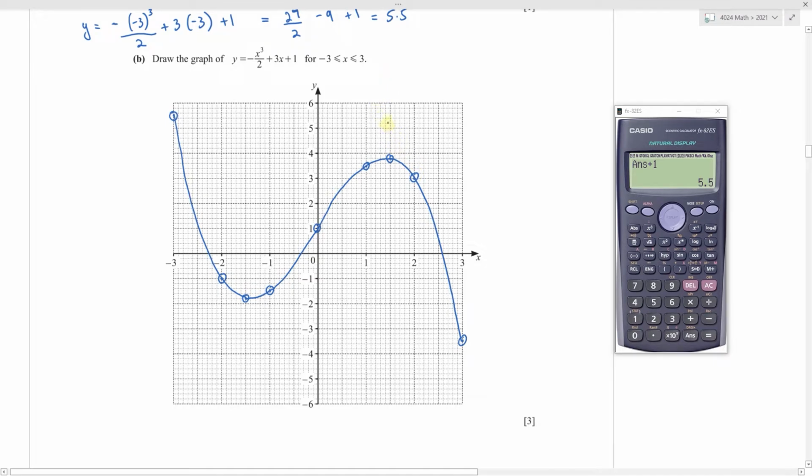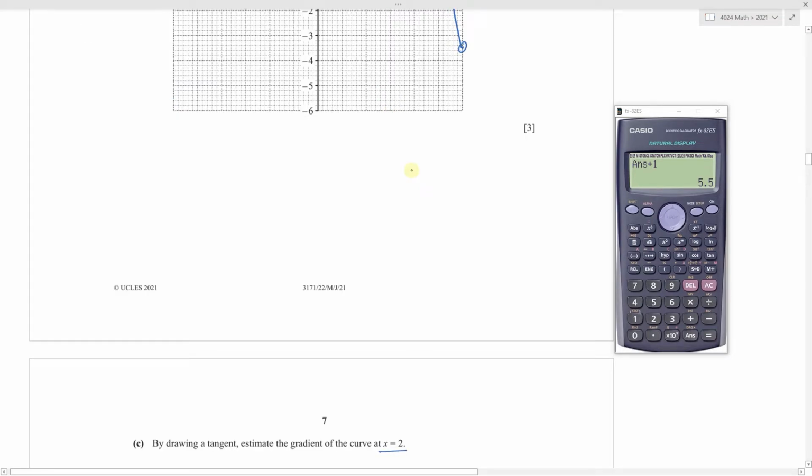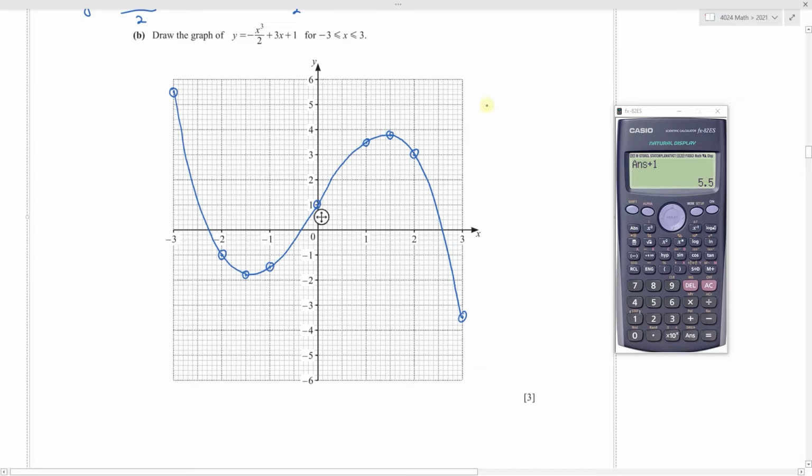So let me try to draw that line here. Okay, let's try again. So it will look something like this. It touches the curve at x equals 2.